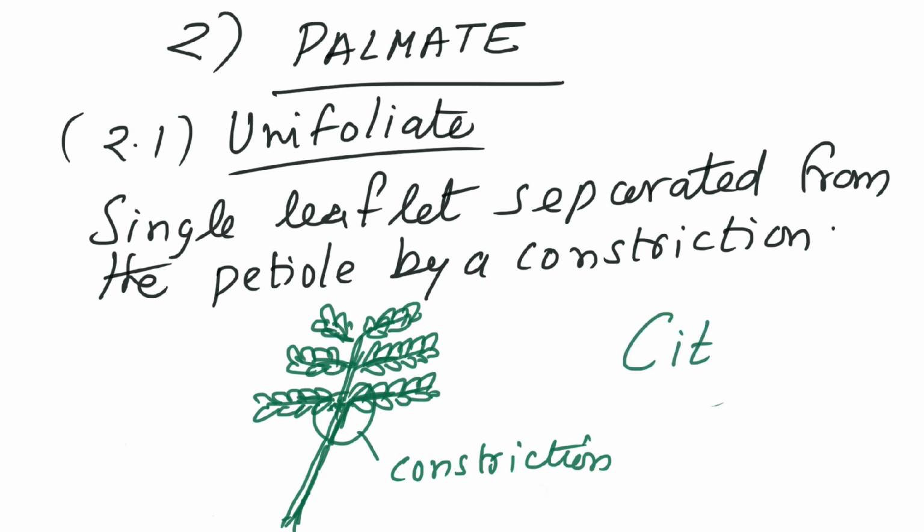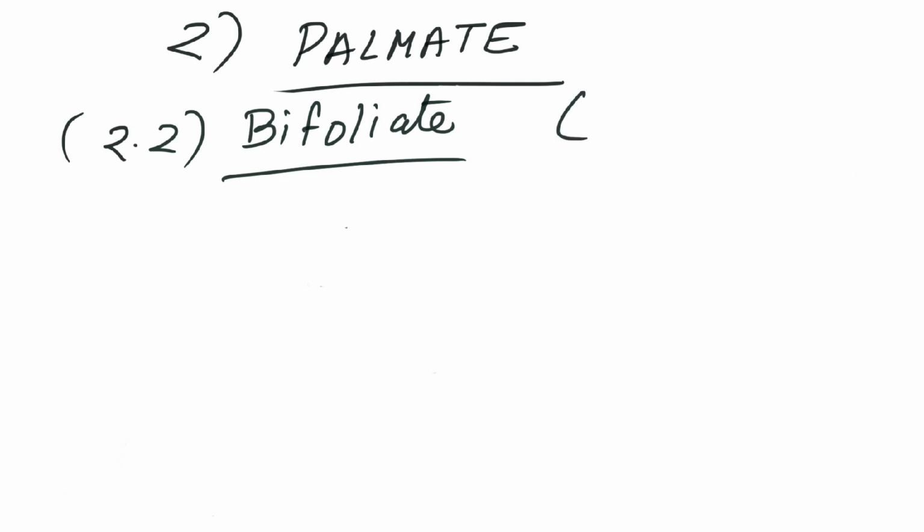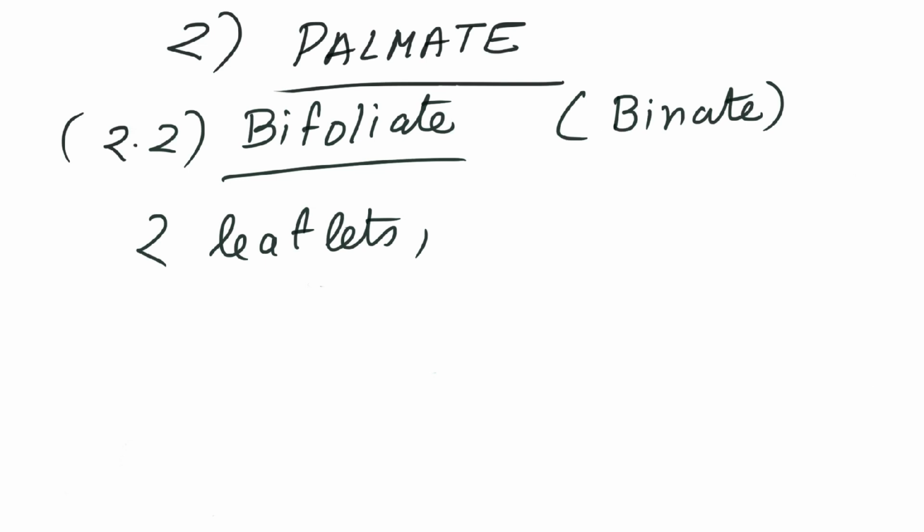In the unifoliate subdivision, which comes under palmate, a nice example is the citrus. Going on, next naturally is bifoliate. Quite simple to understand because you have a single petiole, and from a single petiole arise two leaves. Bifoliate is also called binnate.